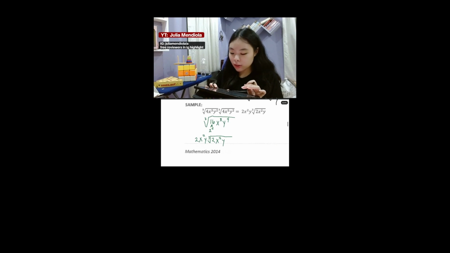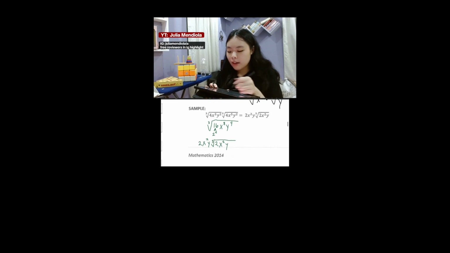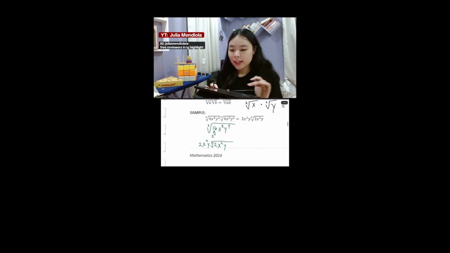Bakit po walang 2 yung y? Kasi, y raised to 4 siya, diba? Y raised to 4, ilan ang pwedeng lumabas sa 3? Isang 3 lang ang pwedeng lumabas. Kaya wala siyang squared. Okay? Nalito lang sa x raised to 8.